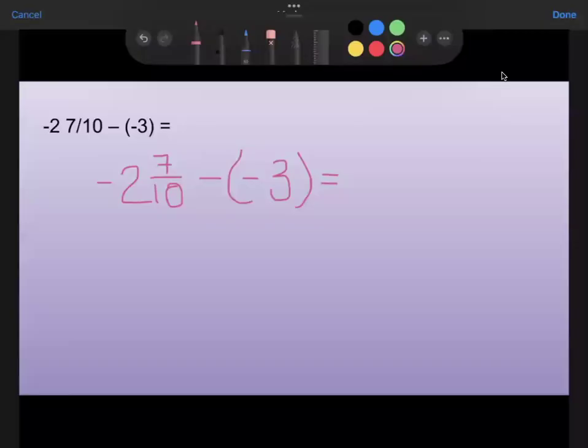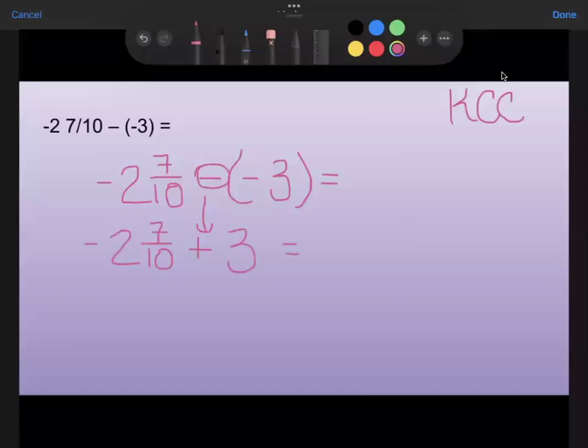So since it's a subtracting one, we're going to be using keep, change, change. So I'm going to keep negative 2 and 7 tenths the same. I'm changing from subtraction to adding. And then I'm changing the sign of the second number. So that's going to go from being negative 3 to positive 3. And that's a calculation I'm going to need to do.